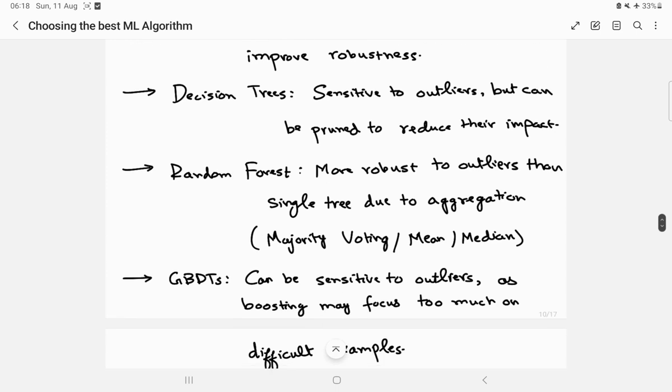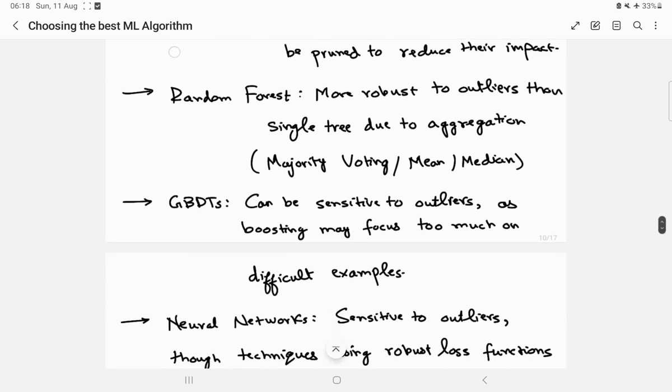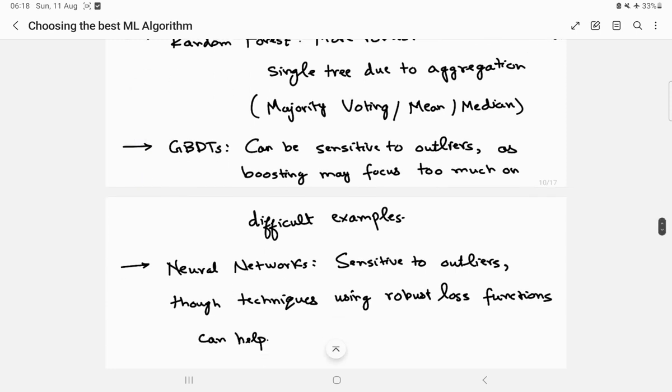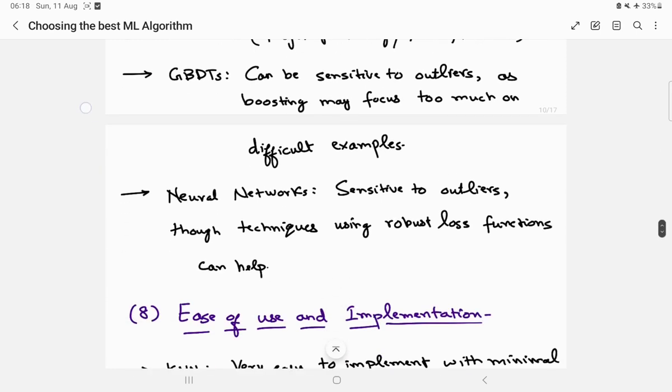When it comes to decision trees, they are also sensitive to outliers, but again, they can be pruned to reduce the impact of these particular outliers. For random forest, the robustness to outliers is slightly more compared to a single decision tree because at the end we are doing aggregation. In case of classification, you can do majority voting to do the aggregation. In case of regression, you can do a mean or median based aggregation of your multiple decision tree outputs.